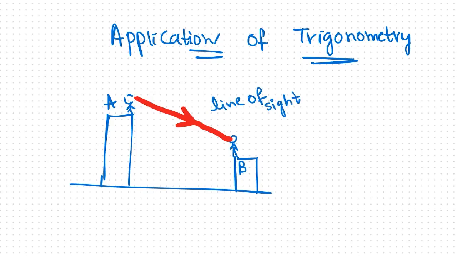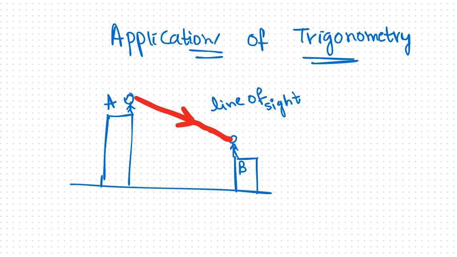Line of sight is basically how they are viewing each other, in what direction. A will be seeing B like this, and B will be seeing A like this. This is called line of sight, which is not that important, but okay. In the situation, obviously, he doesn't directly look at B.